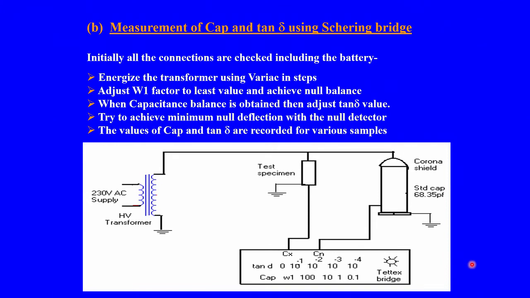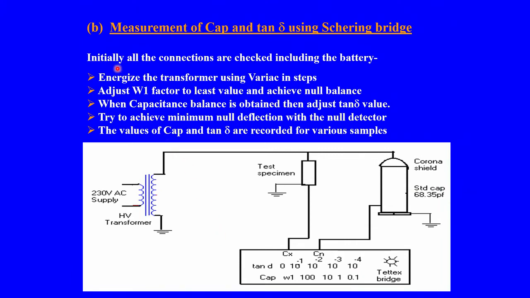This is a second type of bridge, other than the transformer ratio arm bridge, which is known as the Schering bridge. Here, a high voltage transformer is used, and the test specimen whose capacitance is to be measured is connected here, with Cn being the standard capacitor. In the present case, the standard capacitor is 68.35 picofarad with nitrogen filled insulating media. So, this is employed here for the measurement.